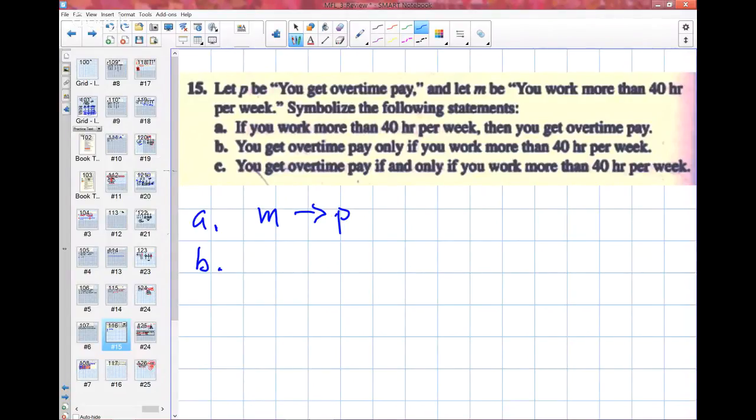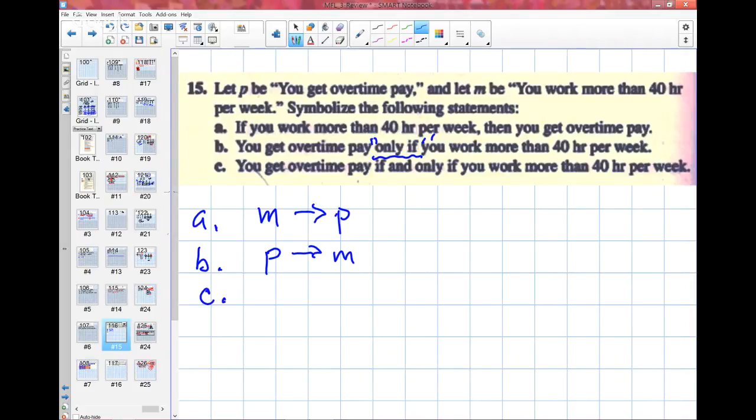So let's do B. You get overtime pay only if, remember I taught you guys to watch for that phrase, only if? Whenever you see that, it means if P, then M. So whenever you see the words only if, it's as if the first part of the sentence before it had an if on it, and the second part of the sentence after it had the then on it. That's all there is to that one.